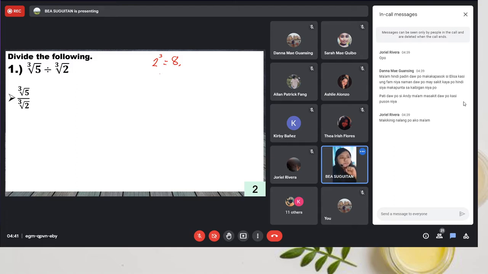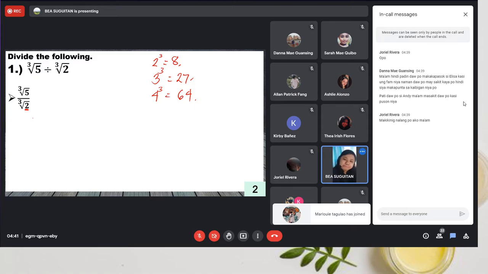3 cube. 3 times 3 times 3, that is 27. So 27 is also an example of a perfect cube. What else? 4 cube. 4 times 4, 16. 16 times 4, that is 64. So for instance, ano yung pinakamabilis nating ma-achieve dyan? What number should we multiply to 2 so that we could get a perfect cube? What do you think?